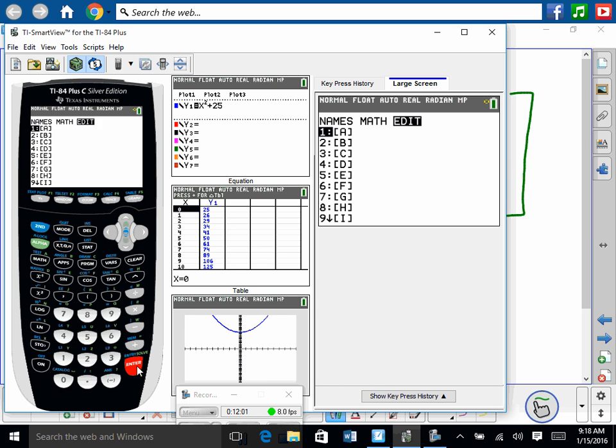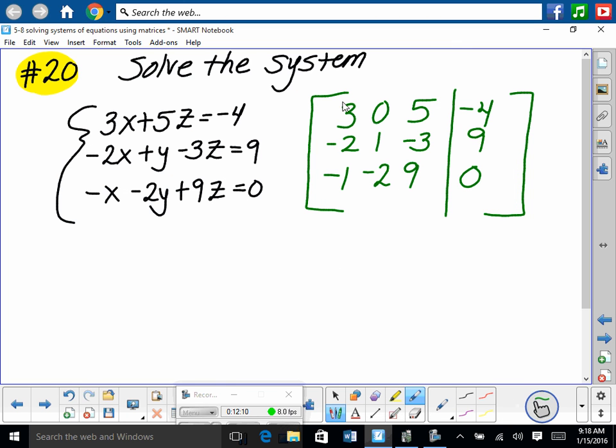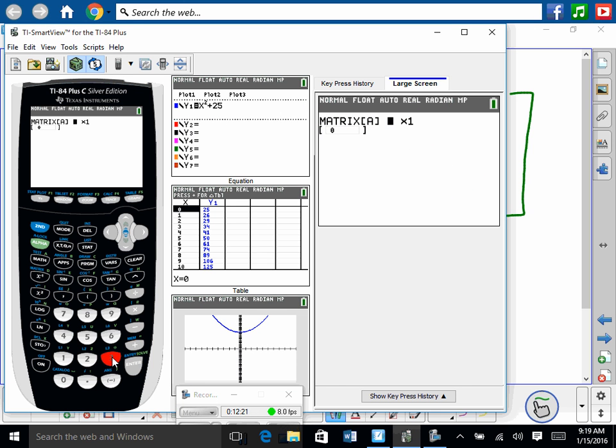And I hit enter. So we first have to tell our calculator what kind of matrix this is. How many rows versus how many columns? How many rows? 1, 2, 3. How many columns? 1, 2, 3, 4. So this is a 3 by 4 matrix. So you're going to type in 3 by 4. And then it will put in my matrix for me here.